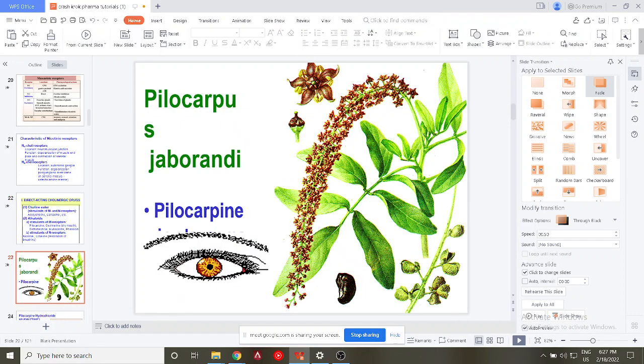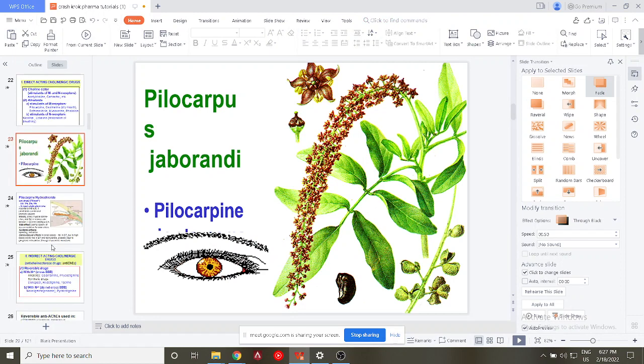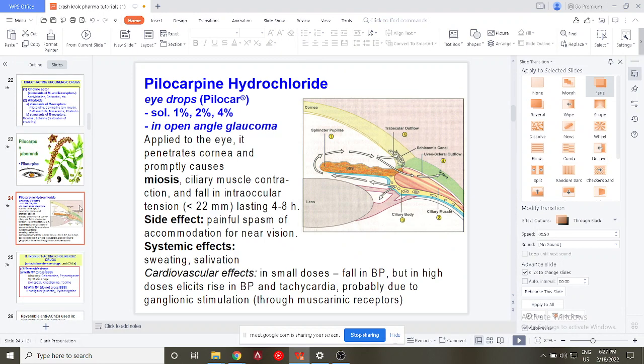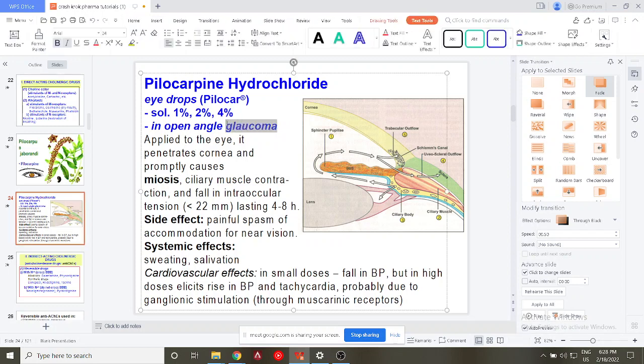So the first drug we're going to talk about is pilocarpine. Pilocarpine is applied to the eyes and it causes miosis. Some of the side effects are sweating and salivation. So pilocarpine is applied to the eyes, and it can be used for glaucoma.